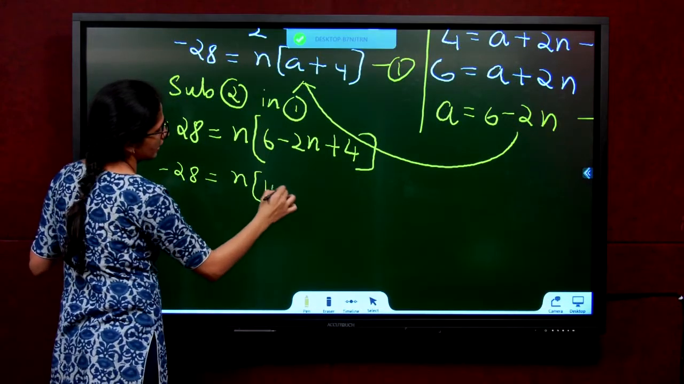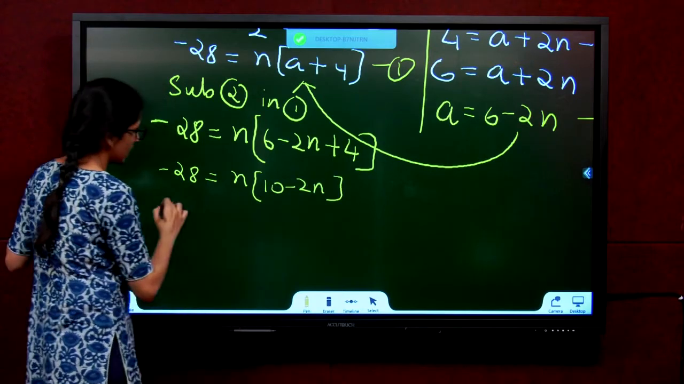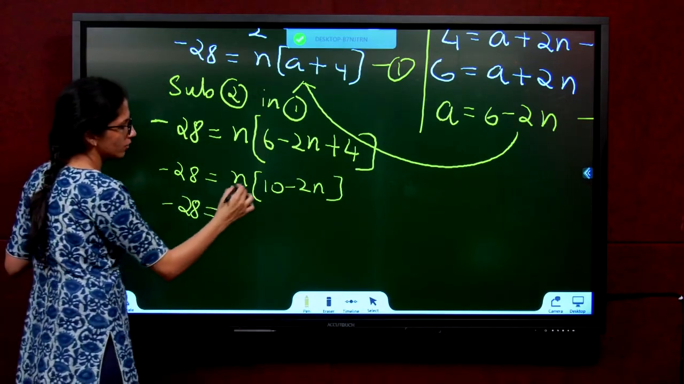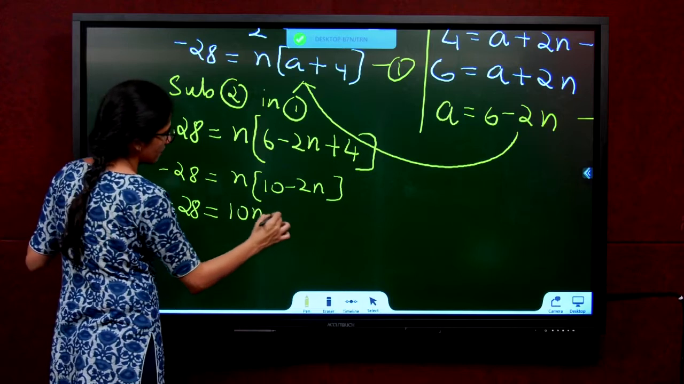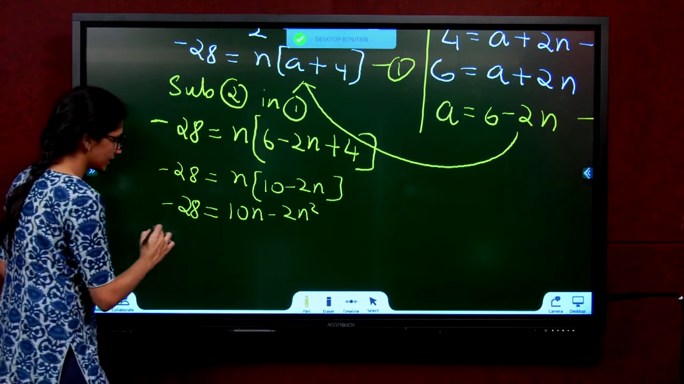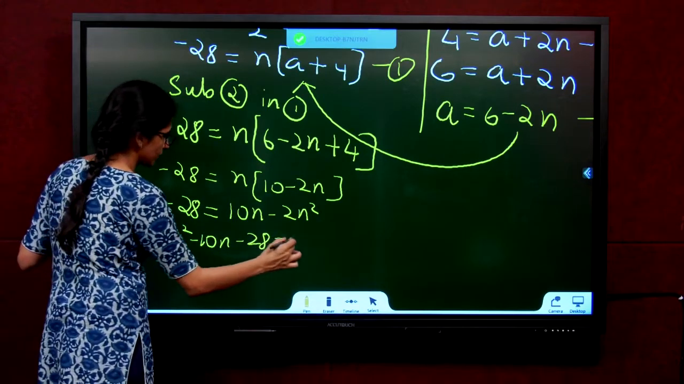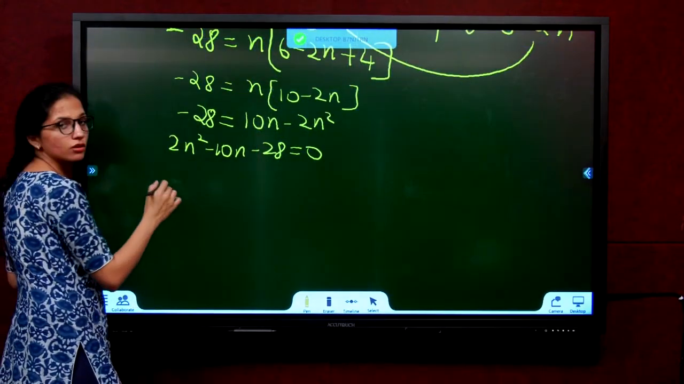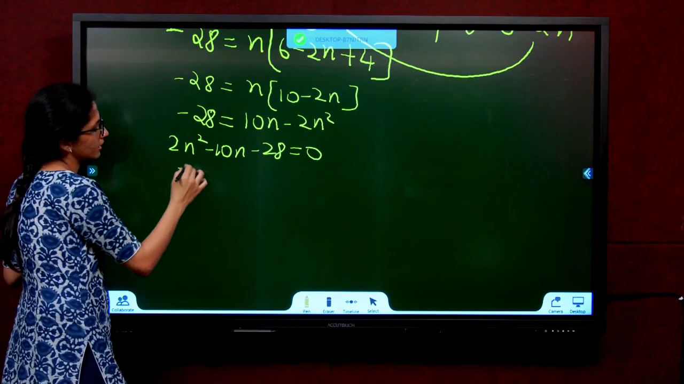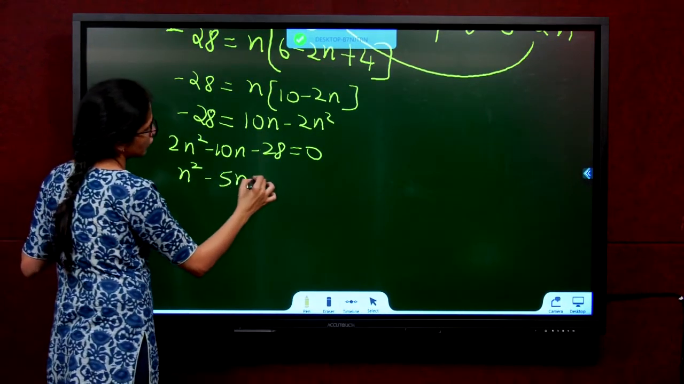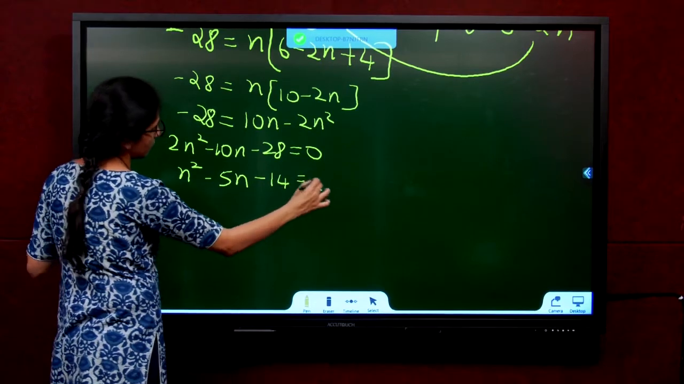Minus 28 is equal to n. 6 plus 4, 10. 10 minus 2n. Minus 28 is equal to n into 10, 10n, minus 2n square. Bring it this side. 2n square minus 10n minus 28 is equal to 0. All of them have a 2 in them. So divide by 2. N square minus 5n minus 14 equals 0.